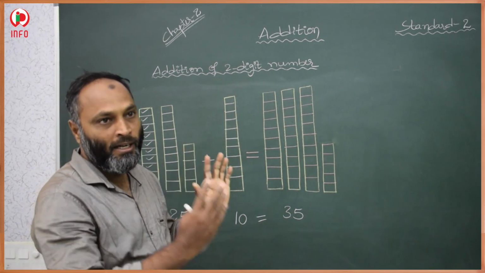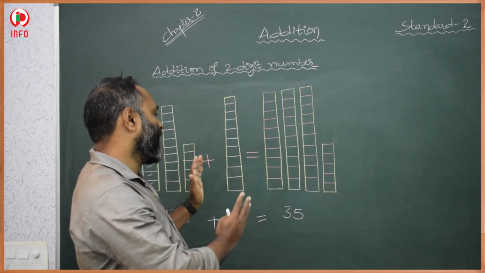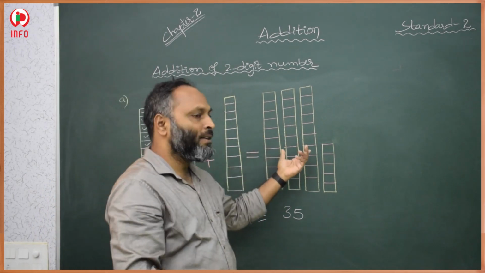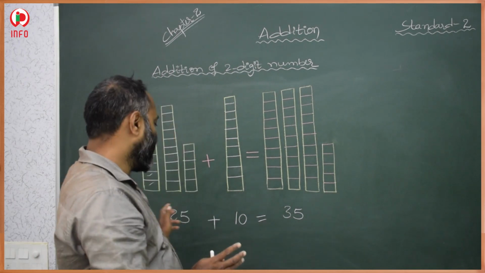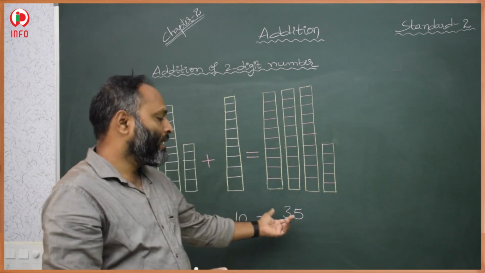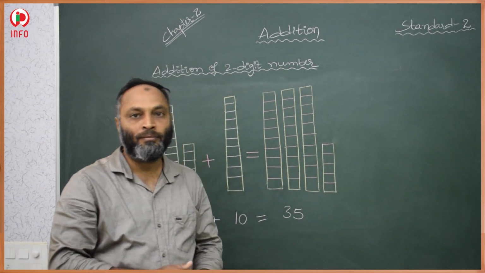So like this, if the blocks are given, first we calculate how many blocks there are in the first addend and the second addend. Then after that we count the sum. Then see how many there are, and write your answer, that is the sum. After adding two addends, this is the sum.